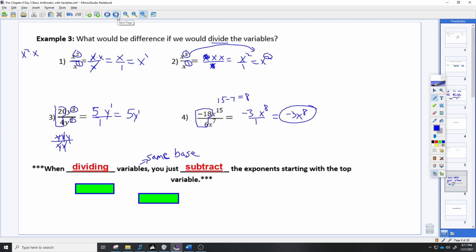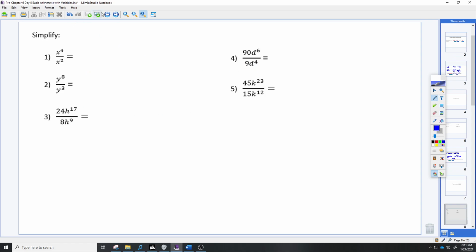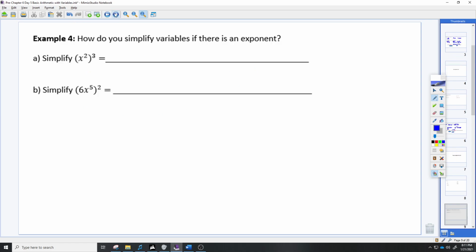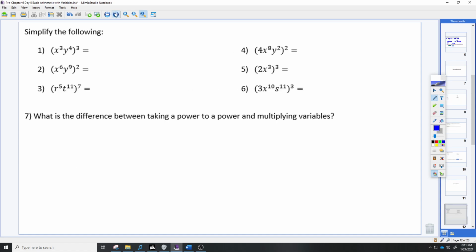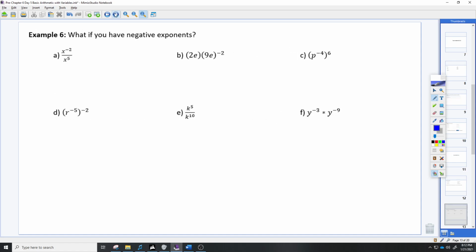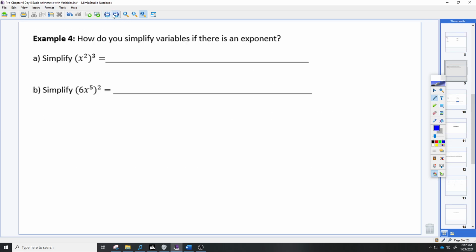Make sure you take some time and know how to do these things, because it gets much more complicated when we put all these things together at once. Again, another team huddle for you to do. There's 5 problems. Make sure you try those. I think we only have like 2 more properties left. Yeah, and then we're done. So example 4.